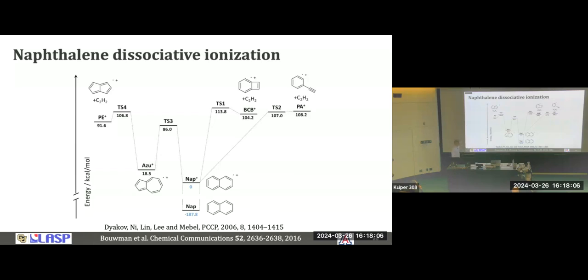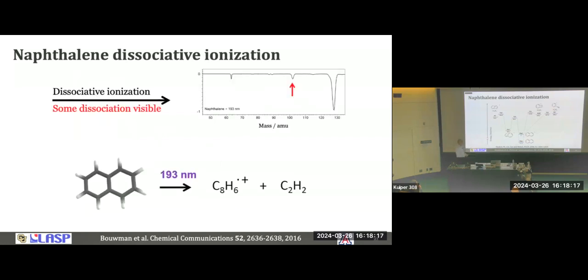So we decided we now have this system, let's just photodissociate this naphthalene molecule and figure out what the actual spectrum is of the molecule that you form when you photodissociate. So that's what we did. We just exposed our naphthalene to an argon fluoride laser at 193 nanometers. So we did multiphoton ionization, giving rise to the loss of the C2H2. And it turns out that it's a very gentle dissociative ionization process.